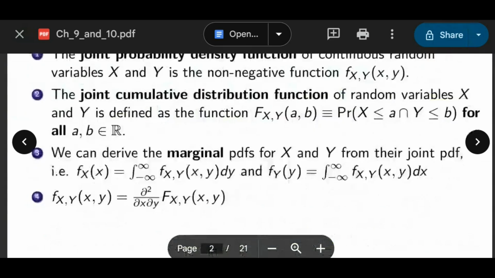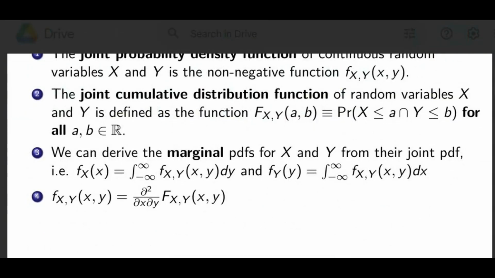So chapter 9, we started this the last time. We can derive the marginal PDFs by integrating out the variable that we don't want. So have a look at my notes again. How do you get the marginal? How does x behave on its own? X behaves on its own by integrating the entire joint density, integrating out the variable that we are not interested in.